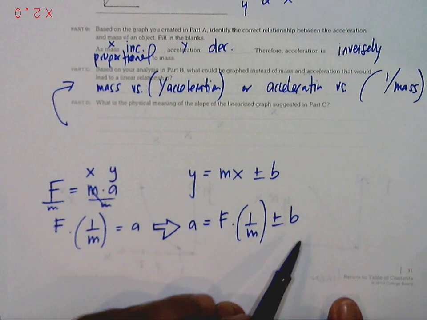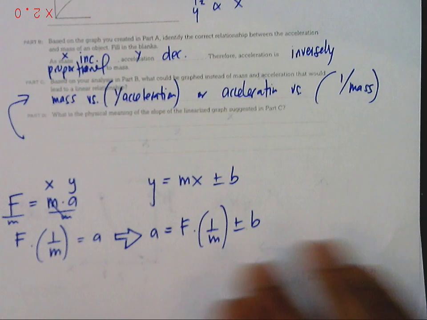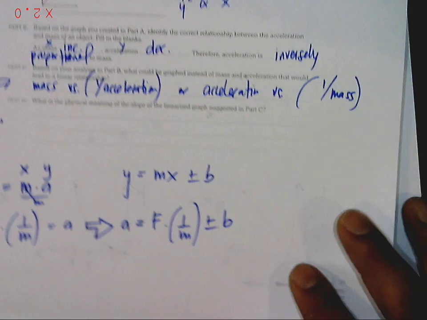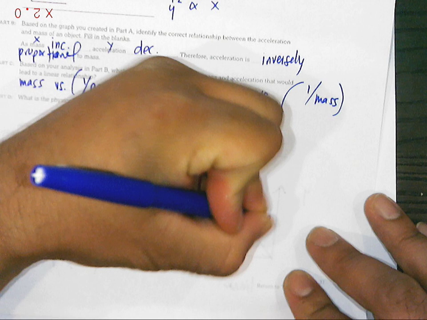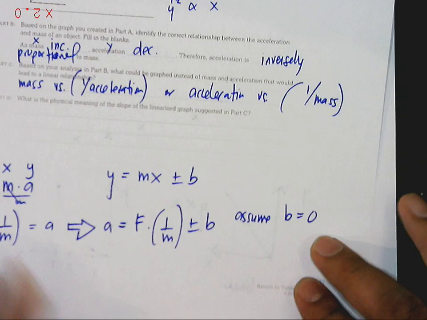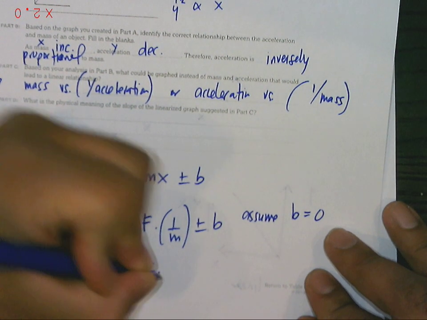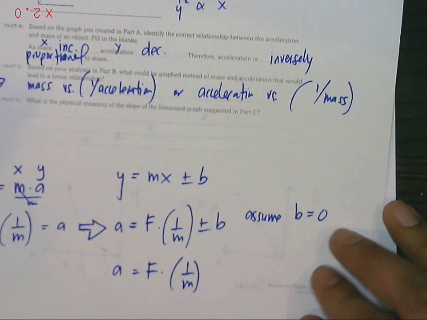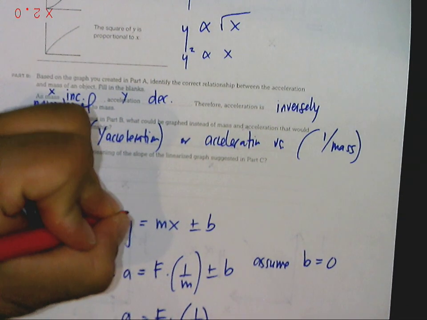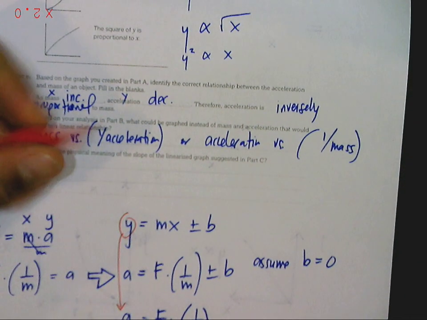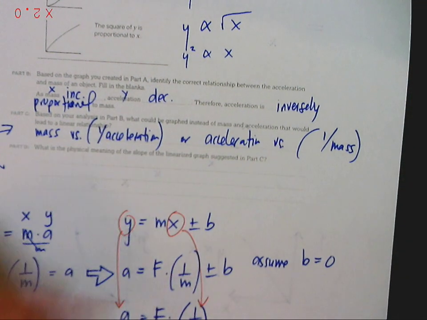Now in this case, we see that if there's no force, there's no acceleration. So I can assume my y-intercept equals 0. And so I'm left with the equation a equals force times 1 over m. And then I can see some things match up. My y becomes my a. My x value, because now it's linear, is 1 over m.